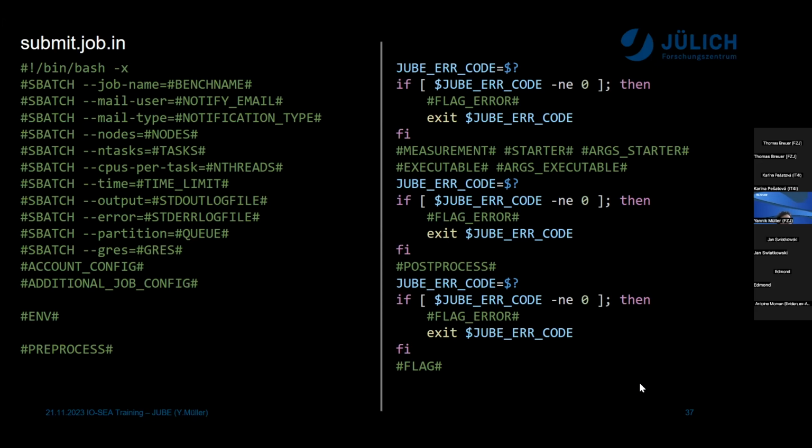I guess it was already clear from the answer, but env, pre-process, and measurement, this is something that is on the master node, and then only after the srun, so executable and args executable, is something that you can address on each node individually. So one clean solution is to make executable a wrapper.